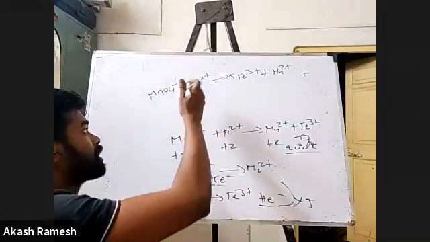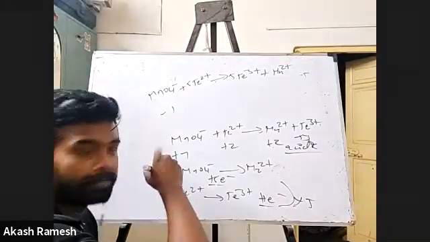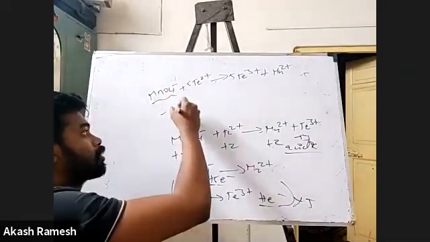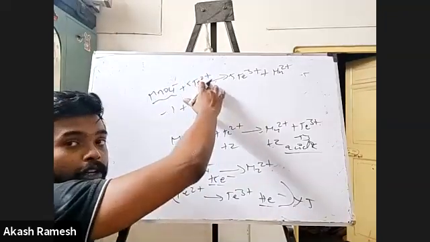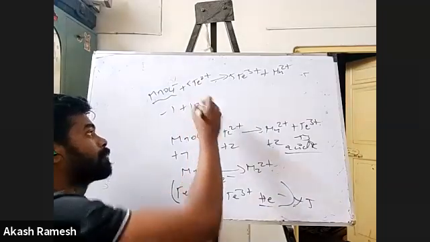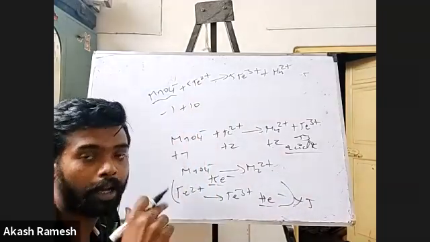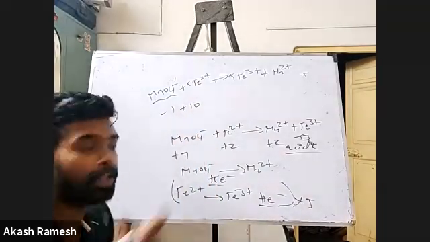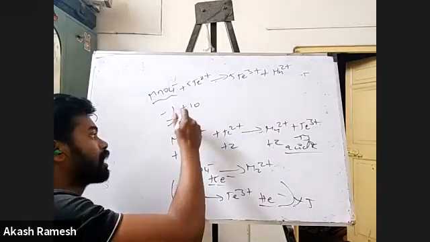Okay, so total charge here is -1. Right, for MnO4 minus it's -1, plus I have Fe2 plus, so that's +2, but I have 5 such Fe2 plus, so it is going to be +10, 5 into +2 will become 10. So what is the total charge here? Total charge is 9.